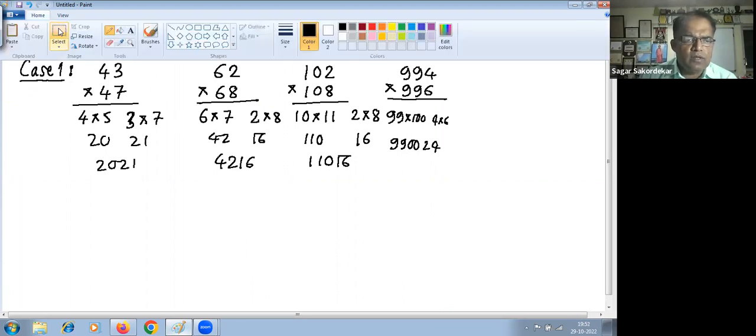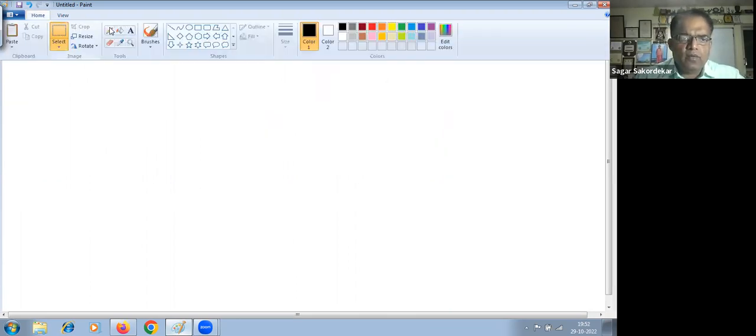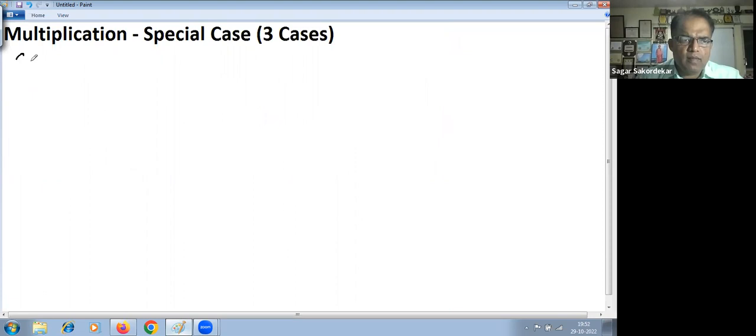Let's go for the other two cases which are new to you. So this was case 1. Now we'll go for case 2. Second case. Here I'll just write the problem, just see whether you can understand what the logic is. 298 multiplied by 202.